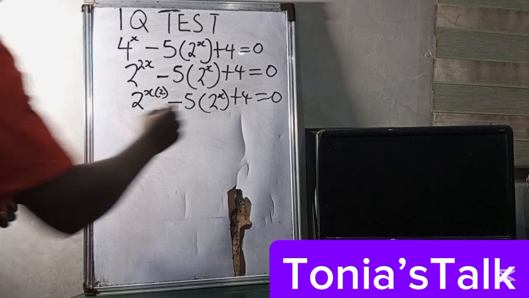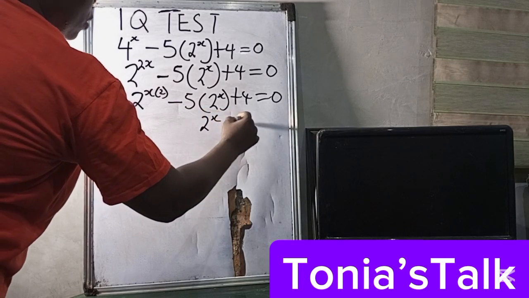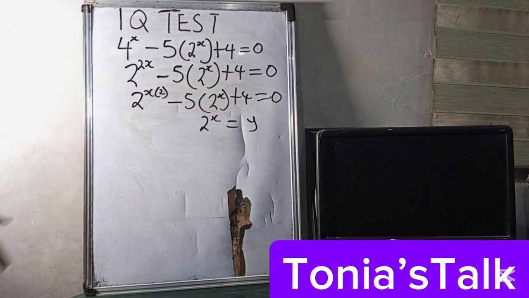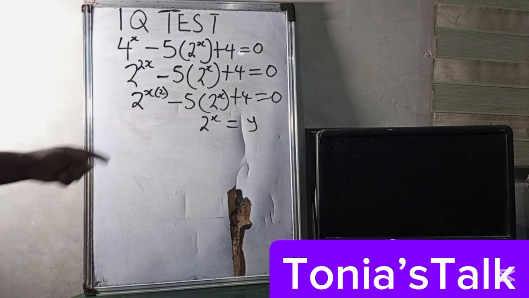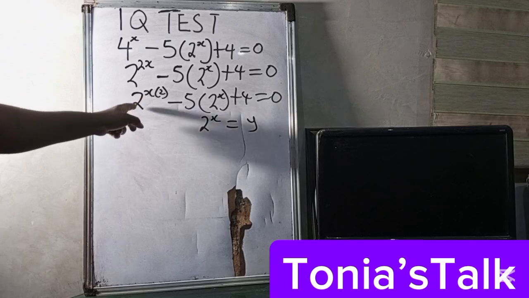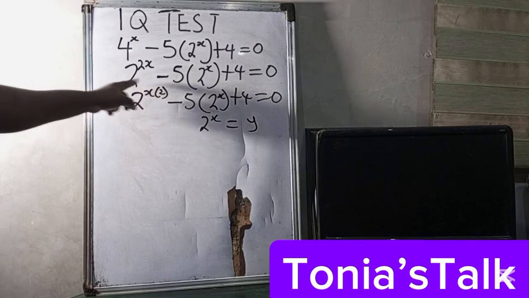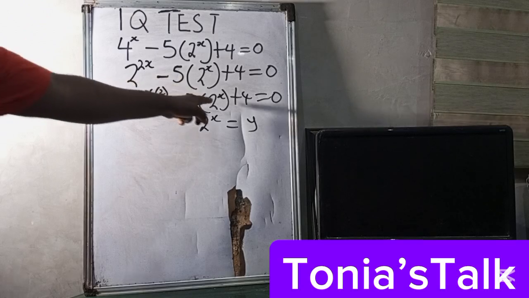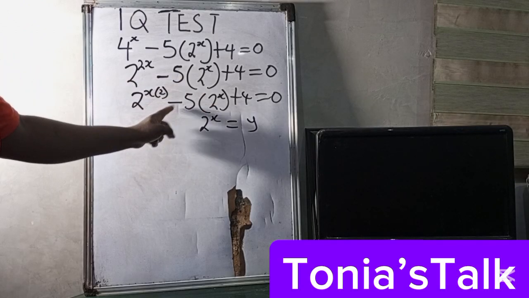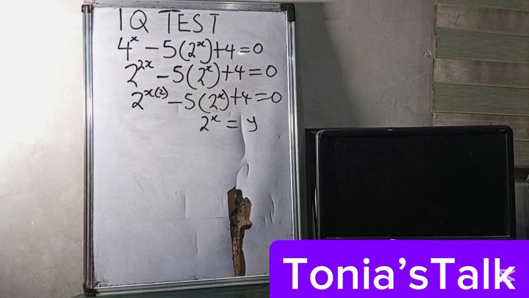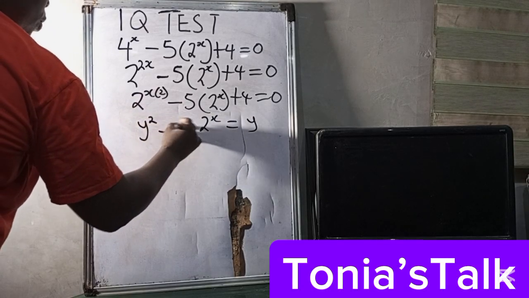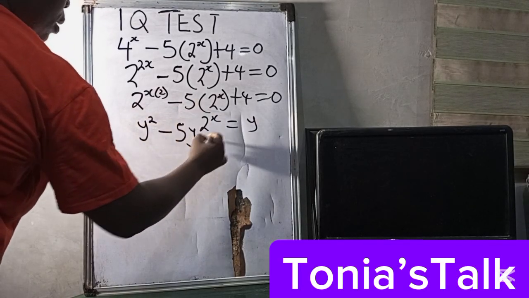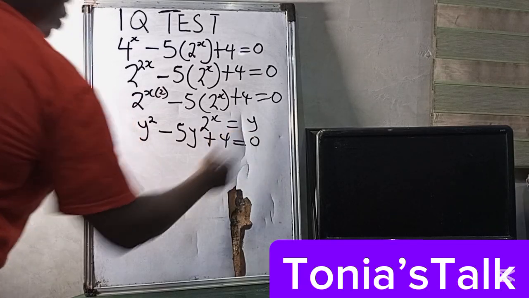So that will give us 2 raised to power x equal to y. You can say let 2 raised to power x be y. So anywhere you see 2 raised to power x, you put y. And if you fix it here, you are going to get y squared. If this is y, minus 5 times y will give you minus 5y. So we have y raised to power 2 minus 5y plus 4 equal to 0.